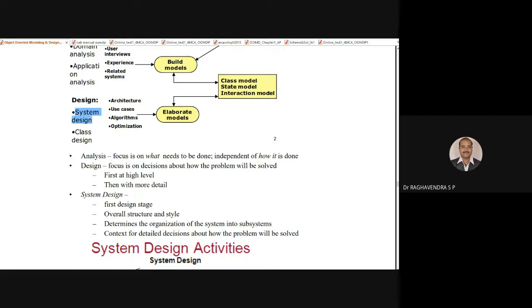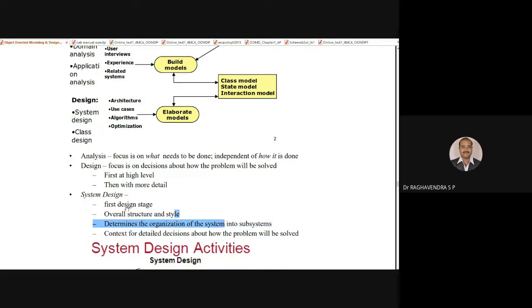Next, design process. What is this design? It focuses on decisions. Okay, so about how the problem will be solved, whether strategy 1 will work or strategy 2 will work or strategy 3 is better. So we have to identify the best strategy in order to overcome the problem. Okay, so under this we have two strategies. First at high level strategy, then with more and more details. So these are the two major concepts which come under it. First let us define the high level concepts, then we will take the details one by one.